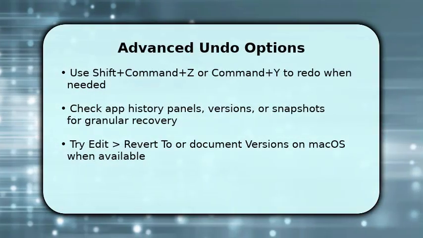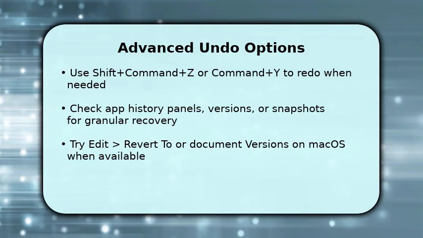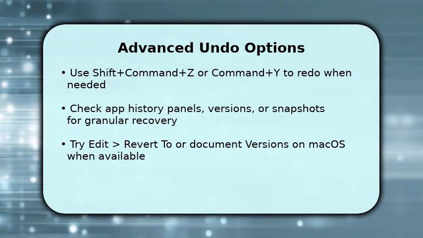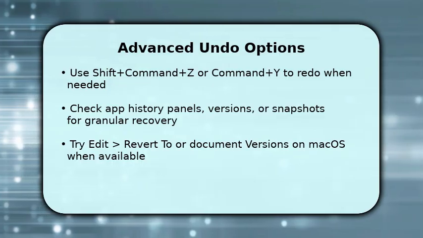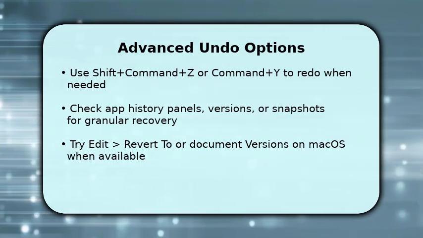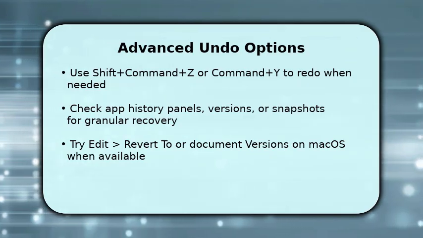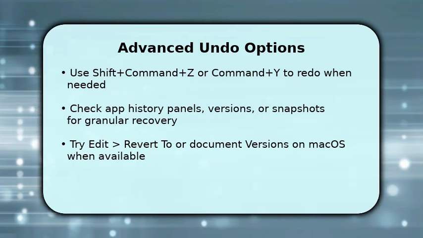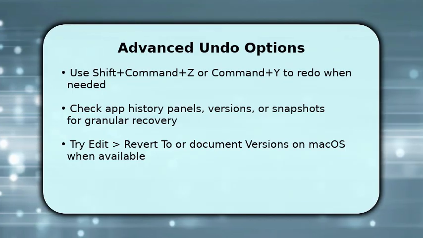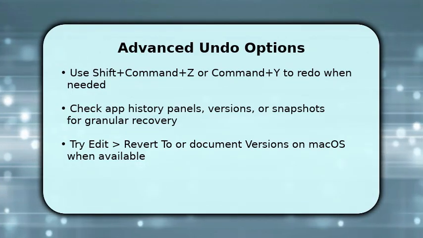Next, expand control over changes. If you accidentally undo too far, press Shift plus Command+Z or Command+Y in some apps to redo the step you removed. For complex edits, open the app's history, versions, or snapshots to jump to a specific point instead of stepping one change at a time. Once you identify the correct state, apply it and save. Make sure to use app-native versioning. Photos, Pages, and other Apple apps keep document versions you can restore precisely.